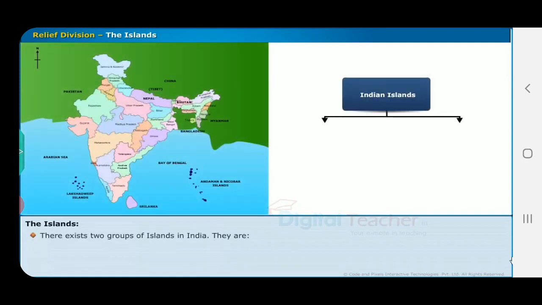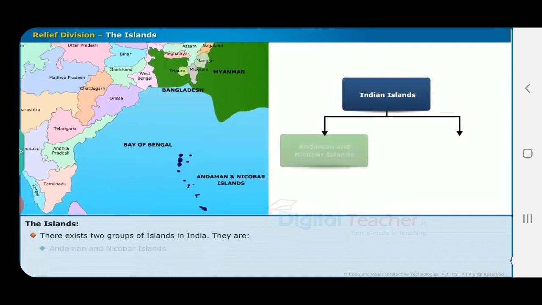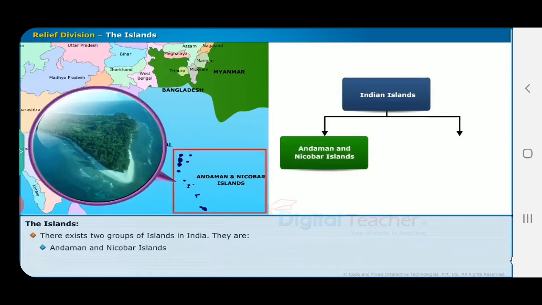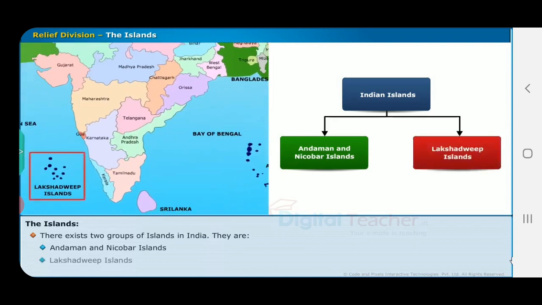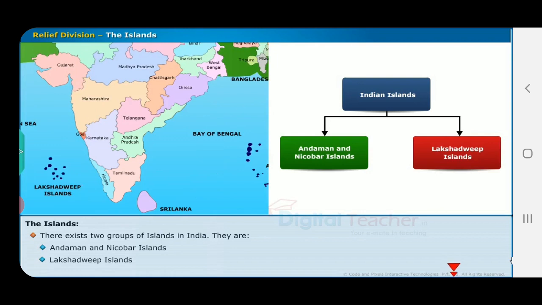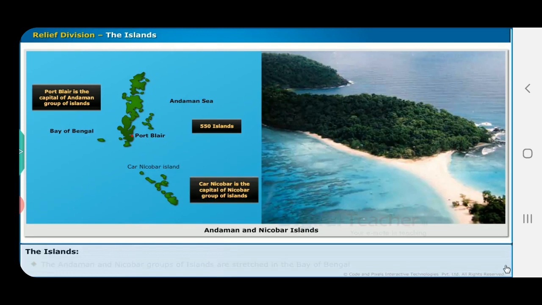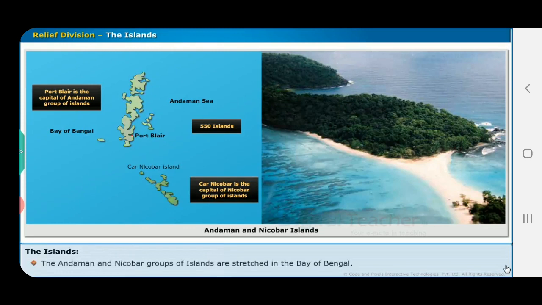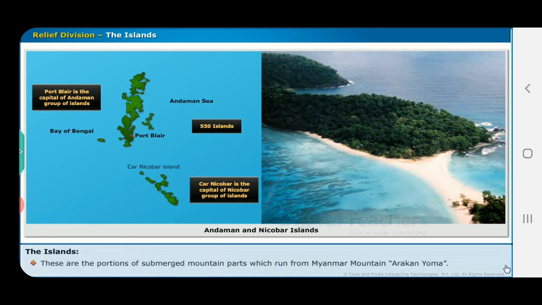There exist two groups of islands in India. They are Andaman and Nicobar Islands, Lakshadweep Islands. The Andaman and Nicobar groups of islands are stretched in the Bay of Bengal. These are the portions of submerged mountain ranges which run from the Arakan Yoma in Myanmar.